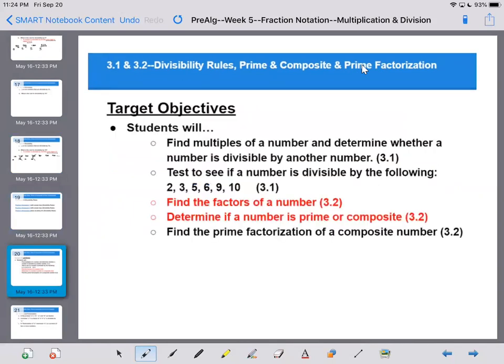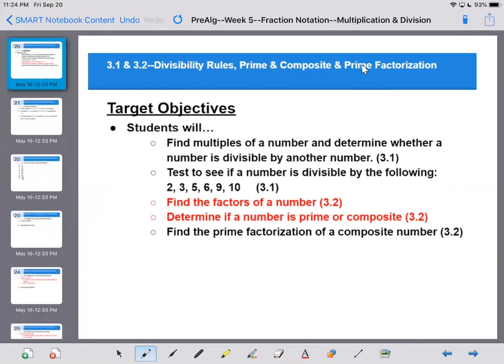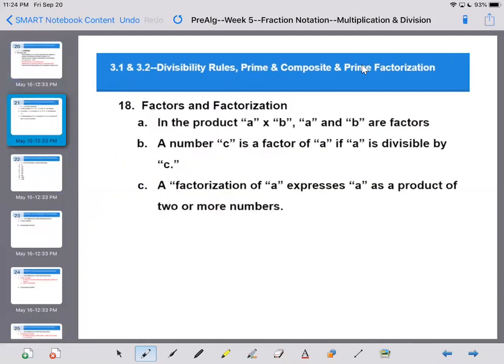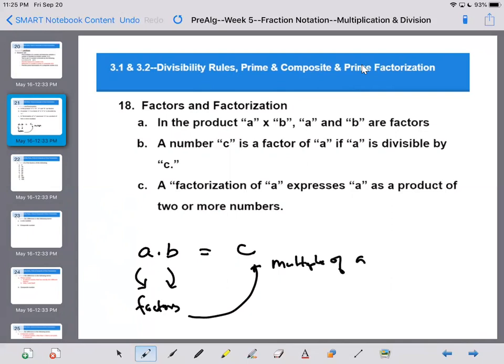All right, let's look at factors of a number. So again, if we have the product of A times B, then A and B would be factors of whatever that result would be. So a number C: A multiplied by B, these would be factors to create C, which we would say is a multiple of A and B.